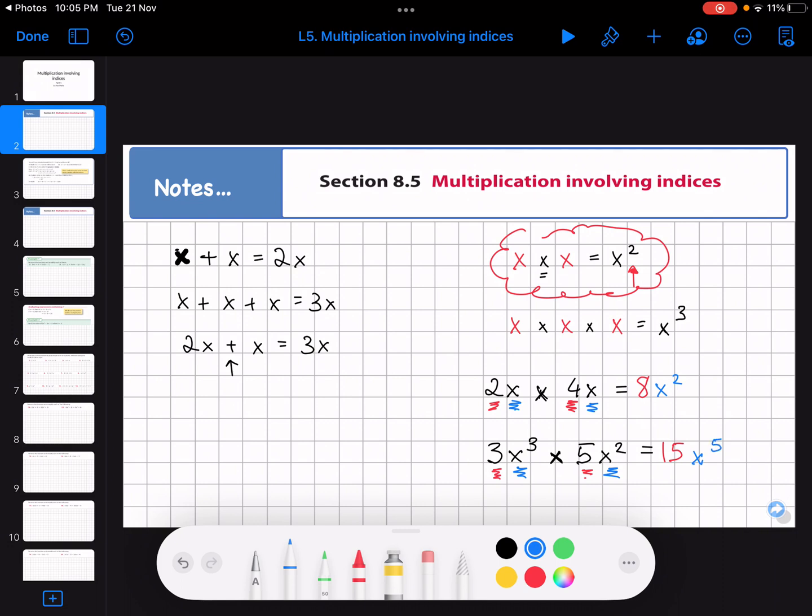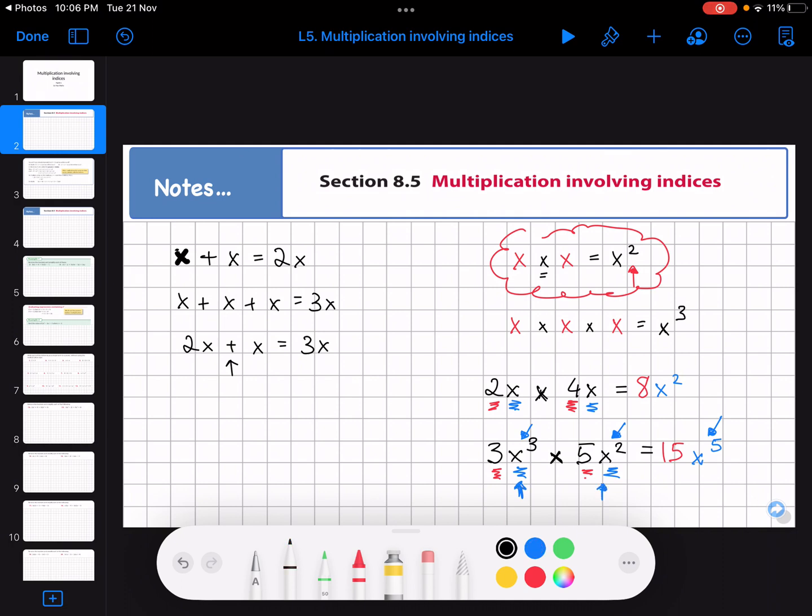When you have x squared, it just means that you're multiplying it 2 times. Here we've multiplied the x 3 times, and we've multiplied it an additional 2 times. So altogether we've multiplied it 5 times. These are like terms, so we're both using x in this example.